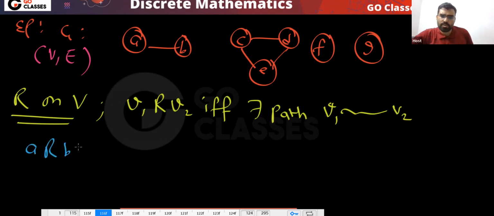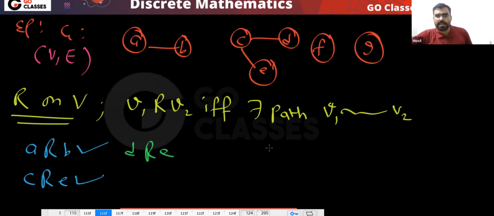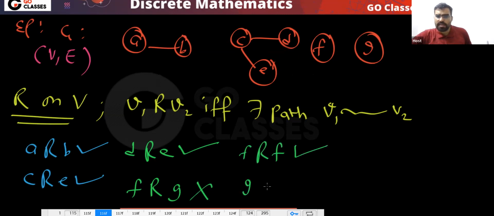Now tell me, can I say A is related to B? Yes. Can I say C is related to E? Yes. Let's assume this is the graph. Can I say D is related to E? Yes. Can I say F is related to G? No. Can I say F is related to F? Yes. Can I say G is related to G? Yes. Can I say B is related to C? No.